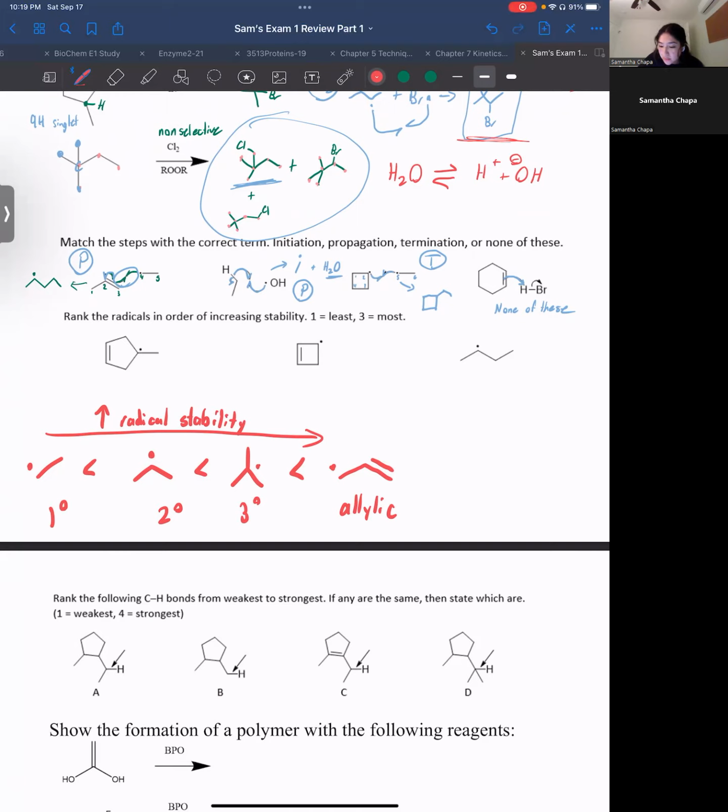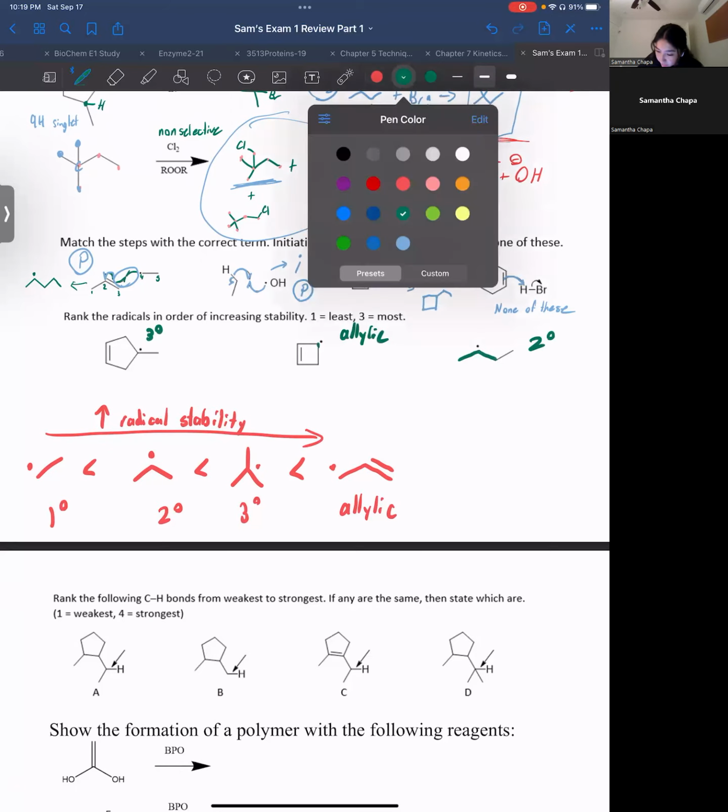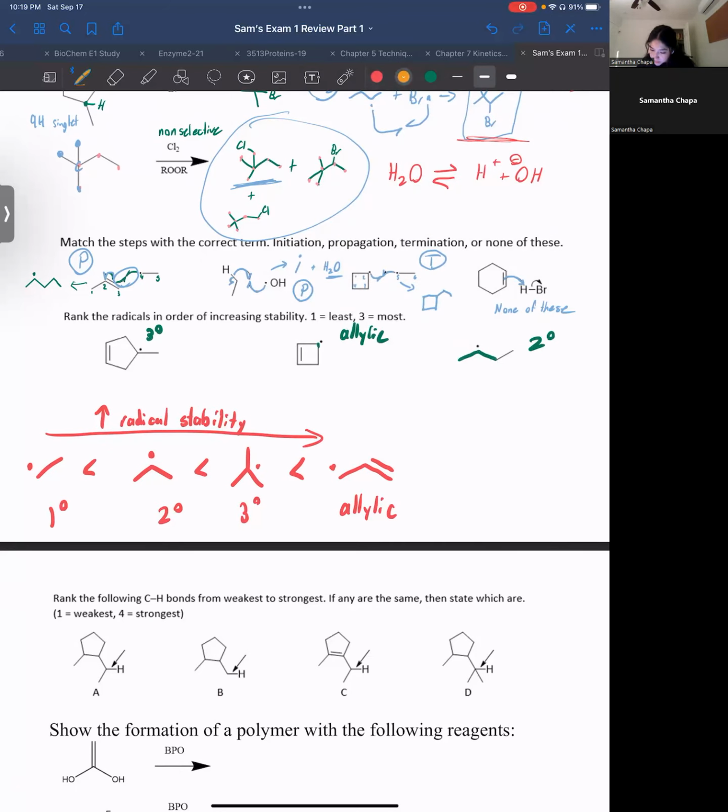now we just need to figure out whether they're primary, secondary, tertiary, or allylic. So for my first one, this is going to be tertiary. My second one, this carbon is 1 carbon away from the double bond, so we're allylic. And my third one, we're secondary. 2 methyl groups next to it. Okay, so with our ranking system, 3 being the most stable, this will be the most stable. This will be number 2, and this will be number 1.